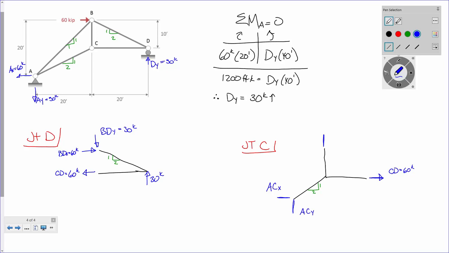Now, ACX and ACY. Can you tell me what ACX is? There we go. And if that is 60 kips, what's going on with ACY? And if I've got 30 kips going down, what's going on with BC? This isn't too complicated, is it? Simple stuff, isn't it?